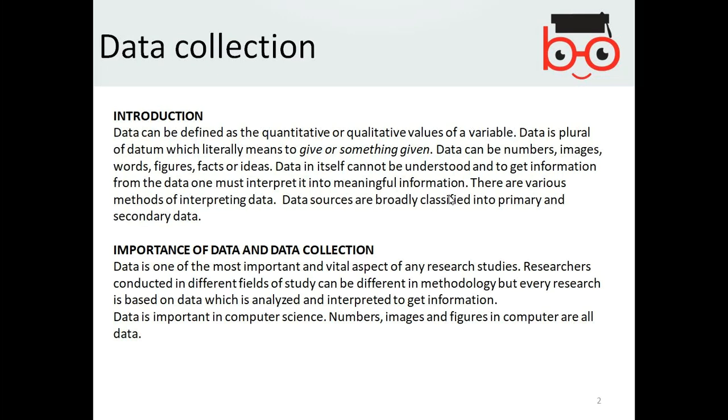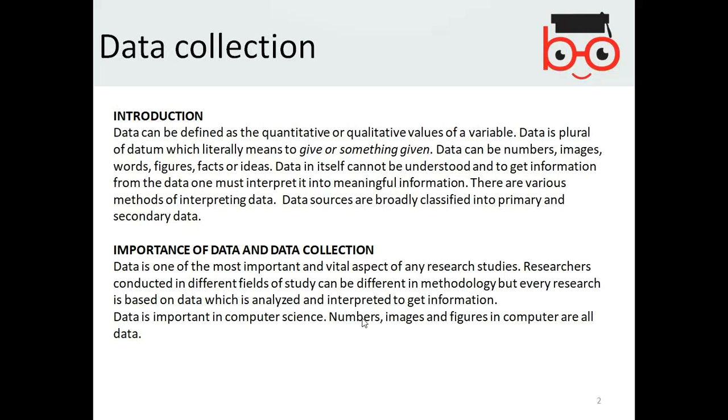The importance of data and data collection is that data is one of the most important and vital aspects of any research study. Research conducted in different fields of study can differ in methodology, but every research is based on data which is analyzed and interpreted to get information. Data is important in computer science. Numbers, images, figures in a computer are all data.